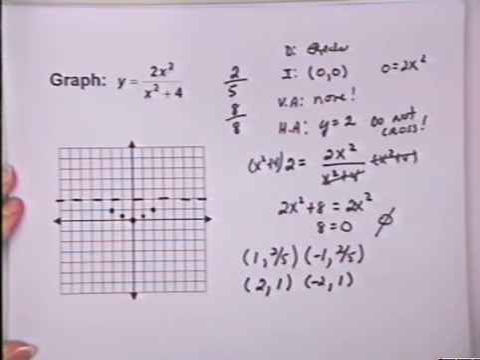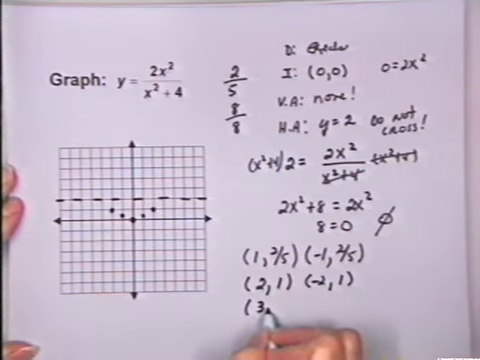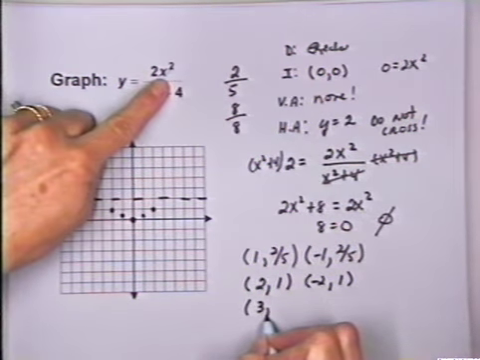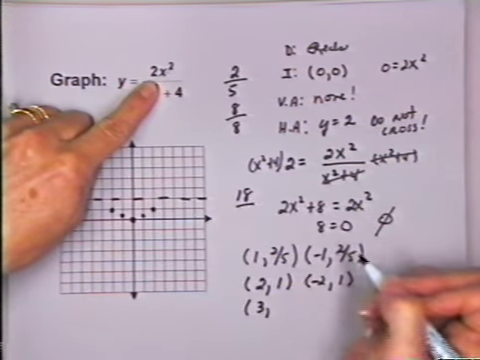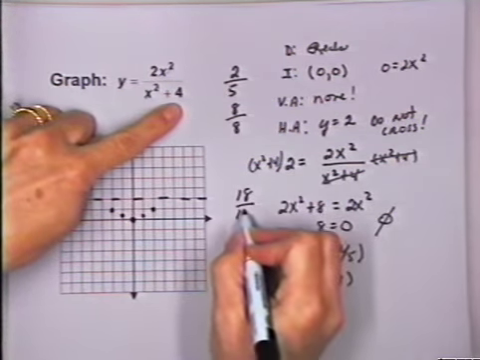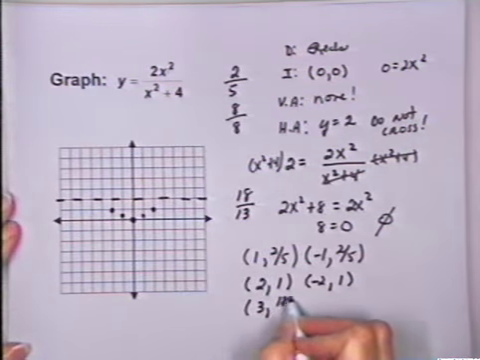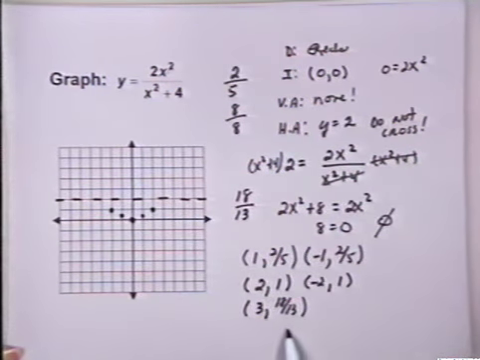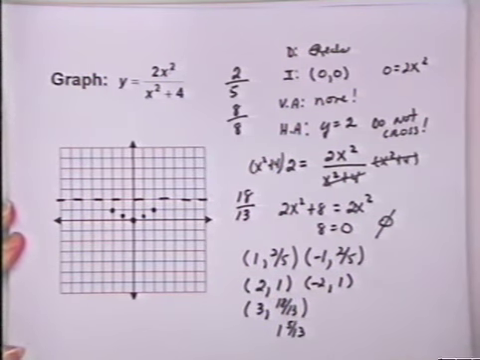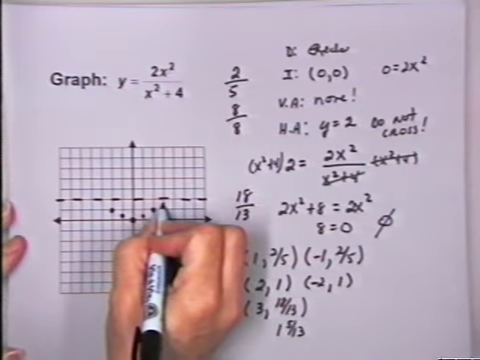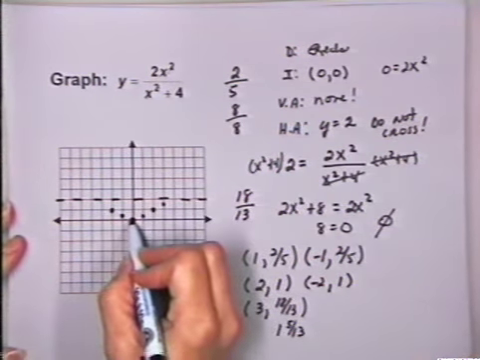Do you sort of see what's happening? Let me get one more value here. Let's choose 3. 3 squared is 9 times 2 is 18. 3 squared is 9 plus 4 is 13. 18 thirteenths. Notice that is 1 and 5/13. Notice how we're still less than 2. So 1 and 5/13. Do you see what's happening on this side right here?